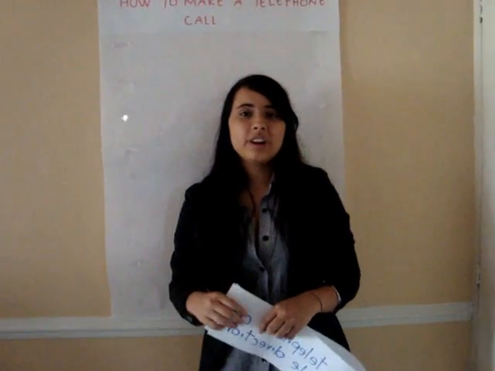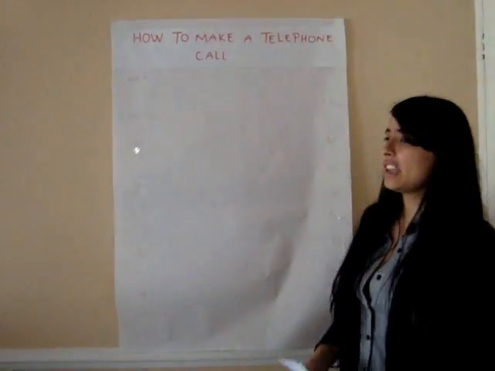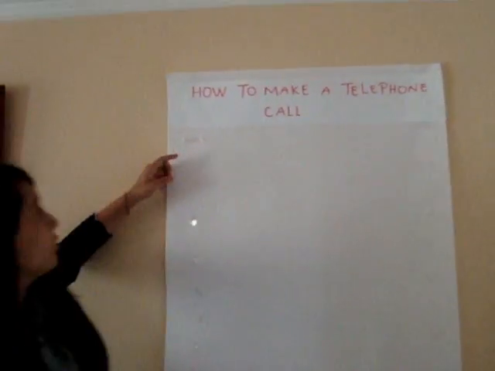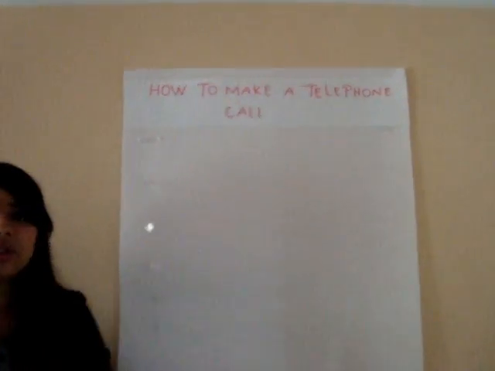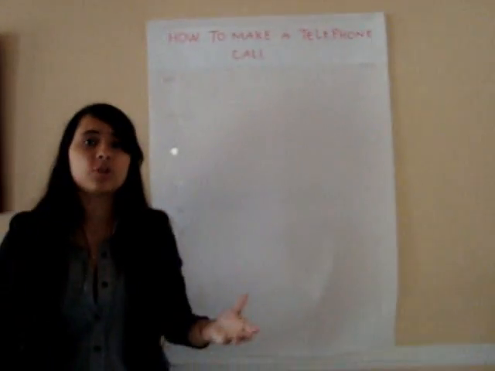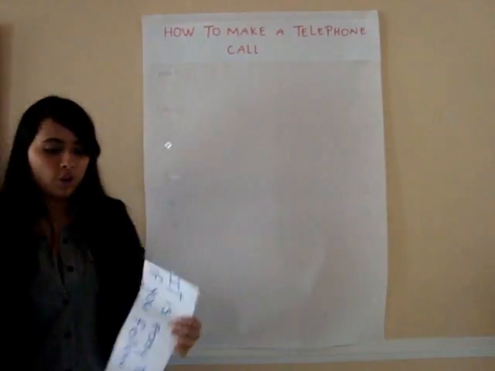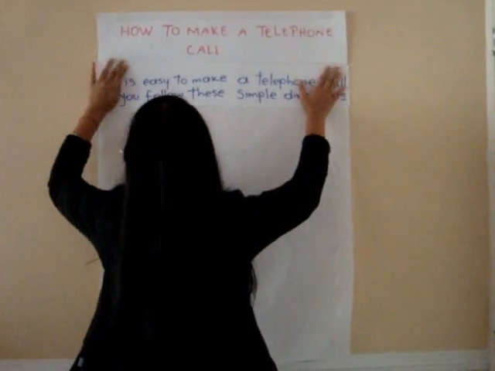We are going to explain an example of the process paragraph. In that case, the example is how to make a telephone call. With the title, you can infer from the expression "how to make" that you have to follow some steps in the paragraph. Okay, this is the topic sentence.